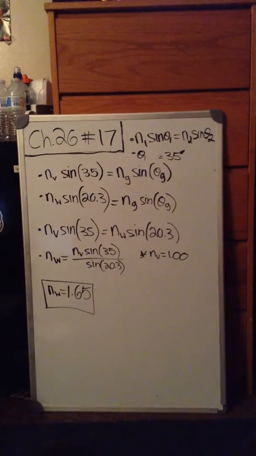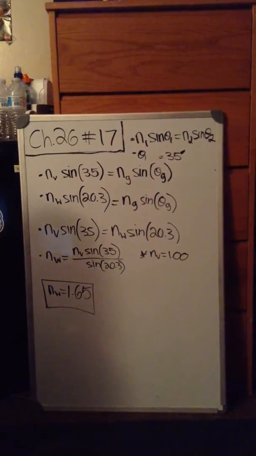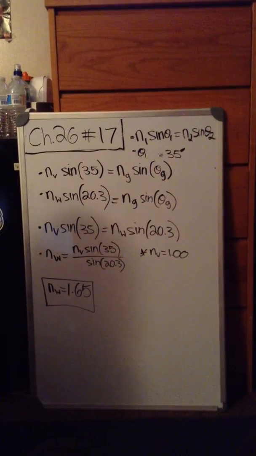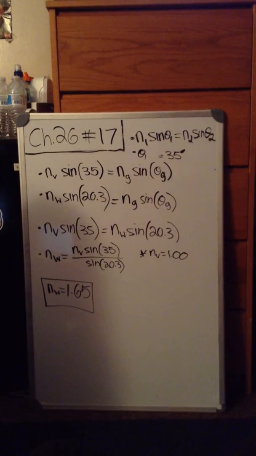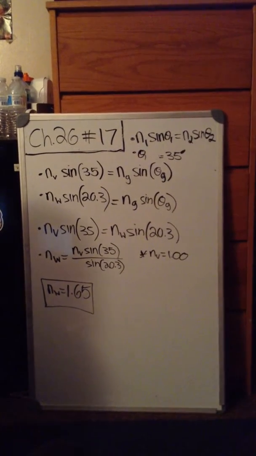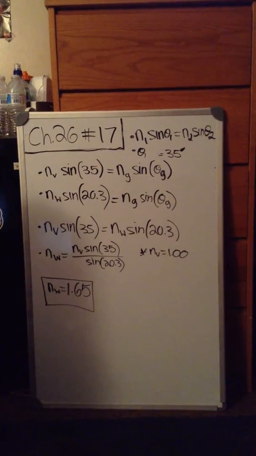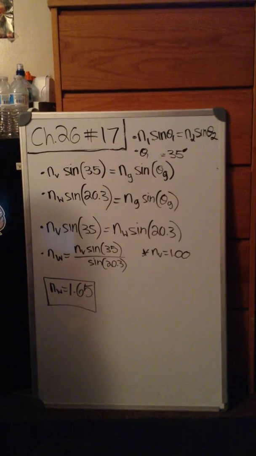Okay, alright, so first thing we need to establish are the equations we'll be using in this question, and we'll solely be using Snell's law, which is n1 sine theta 1 equals n2 sine theta 2. And here I just have the given, which is our initial angle of incidence, which is 35 degrees.